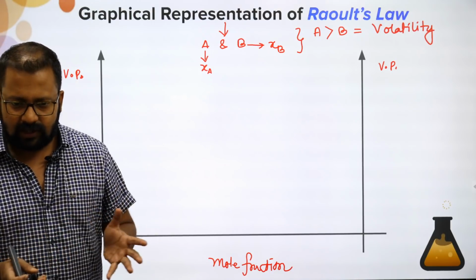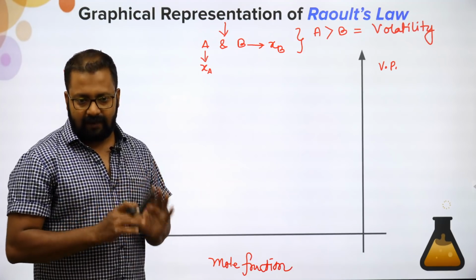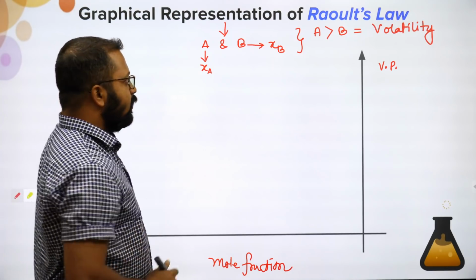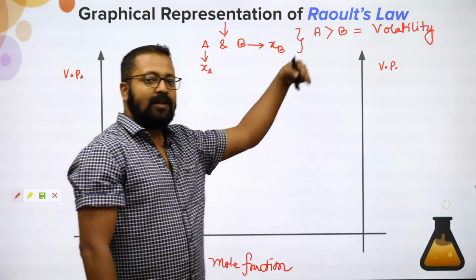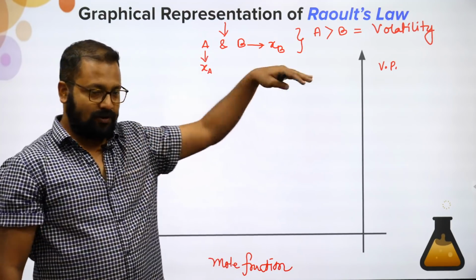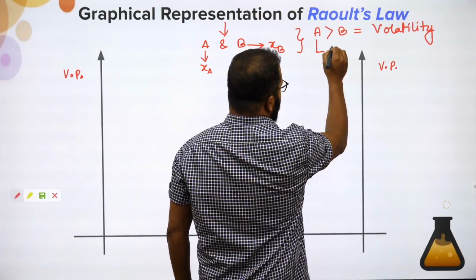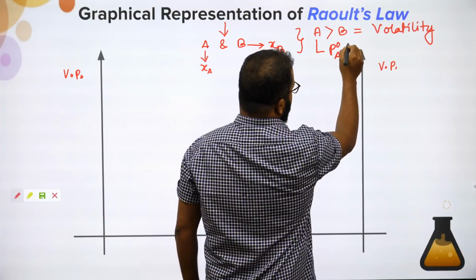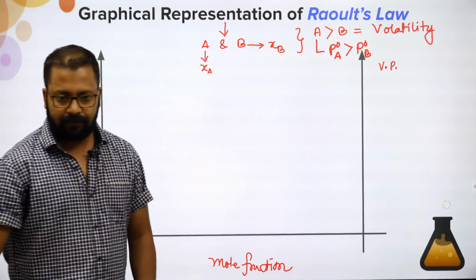This condition is given in the exam: A is more volatile than B, or vice versa. It will be given. Unless and until you know that one is more volatile and one is less volatile, you cannot plot this graph. So I will say that the vapor pressure of A will also be more than the vapor pressure of B. Okay?